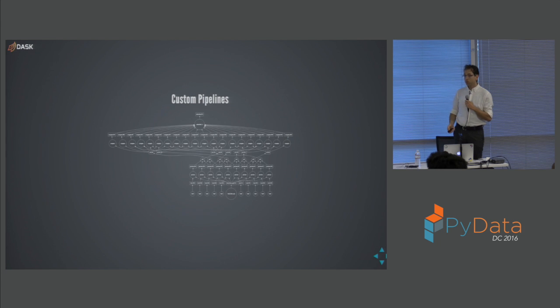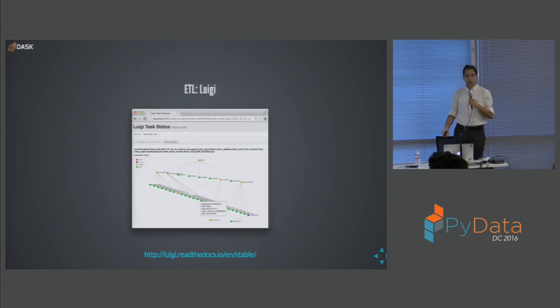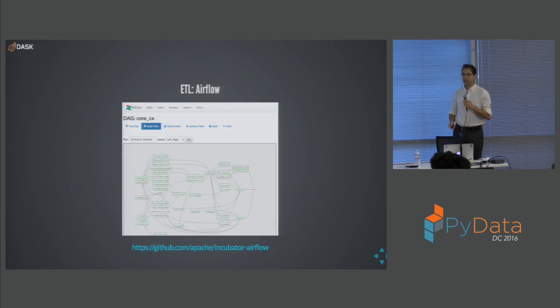Okay. But as you've seen, some problems don't fit into this model. Let me show a few. So here's our custom pipeline problem from before. ETL problems are fairly well represented here. So there are projects that do this, systems like Luigi. This picture of an interesting graph is on Luigi's front page. Similarly, there are things like Airflow.